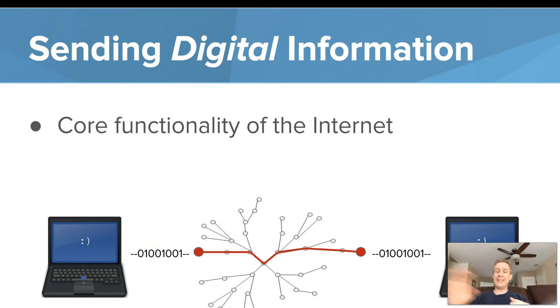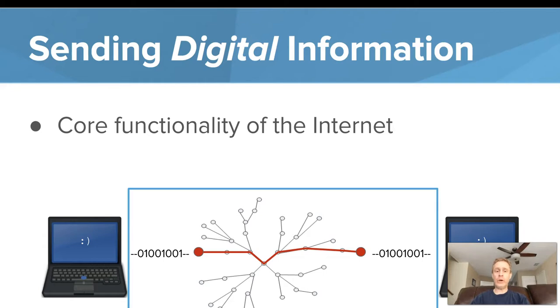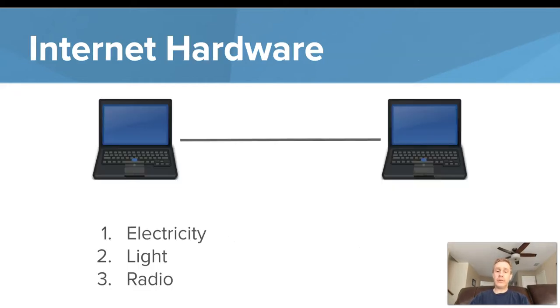So, essentially it's zeros and ones that are being sent over the internet, but how actually do those zeros and ones get sent from one router to the next? Well, there are 3 different ways in which that happens: either via electricity, light, or radio. Those are the 3 ways that information, those zeros and ones, are actually sent from one computer to the next.